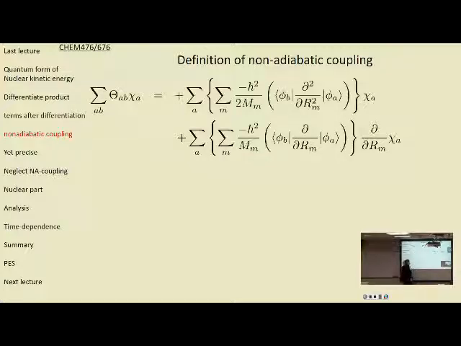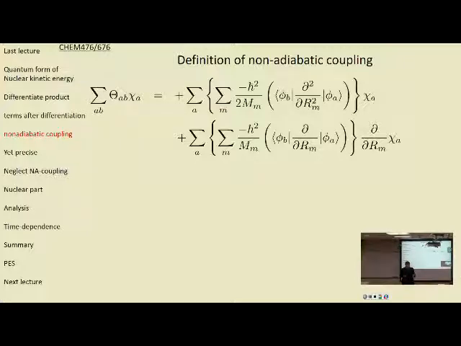So if it would be an easy story, then this theta AB will be delta AB, the Kronecker delta, a unit matrix that we can discard as needed. But it is not equal to a unity matrix. It has some off-diagonal terms. So this theta AB is called non-adiabatic coupling. It is a measure of how happily the system may jump between different potential energy surfaces.